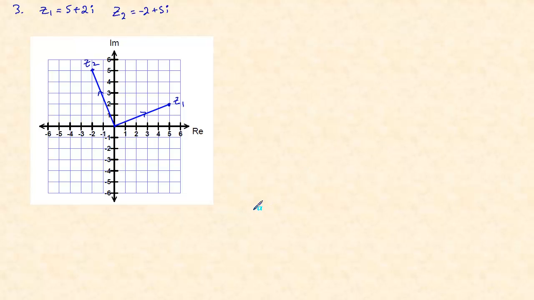The next part said describe the geometric relationship between Z1 and Z2. And that is a geometric relationship, not an algebraic relationship. The algebraic relationship is really the subject of part C. So if we wanted to look at Z1 going to Z2, then we could say that that's a 90 degrees anti-clockwise rotation about O.